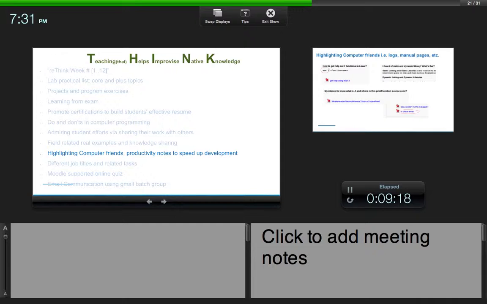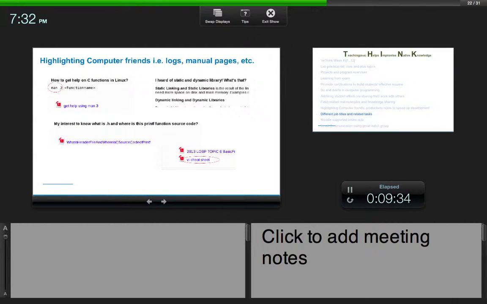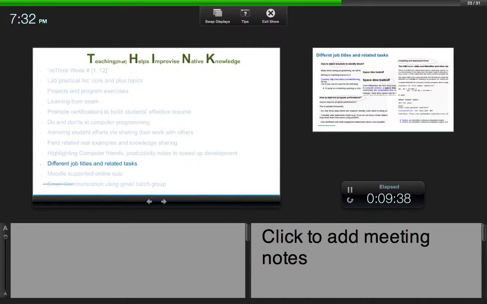We know that there are many friends for productivity. If they are good, but if they are not productive, that's going to harm them. So we try to make them productive with day-to-day exercises. We find out and highlight these friends like manual pages, keyboard shortcuts, cheat sheets, etc. We highlight that they should refer to the log as well.